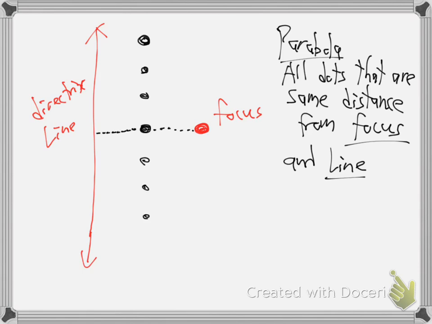Let's take a look at this point, for example. Is it true that he is the same distance, this point right here, how far is he from the focus point? That's how far he is from the focus point. How far is he from the line? Only that far away. So he is not the same distance from the line as he is from the focus point. So he's not on the parabola. The parabola is all the dots that are the same distance.